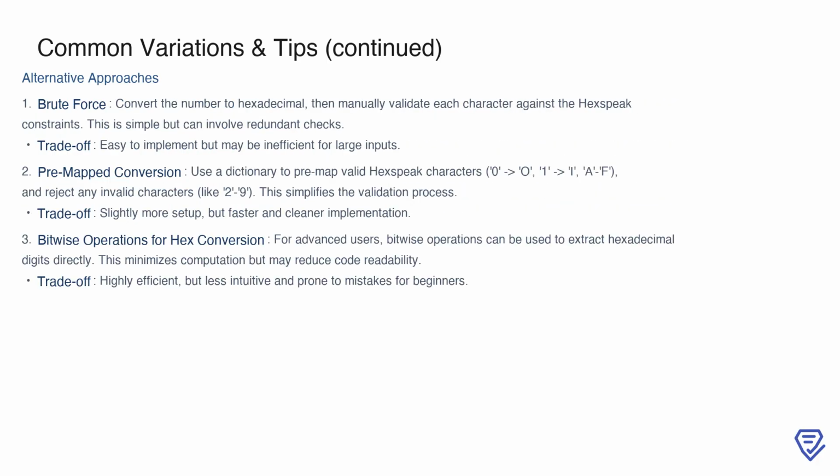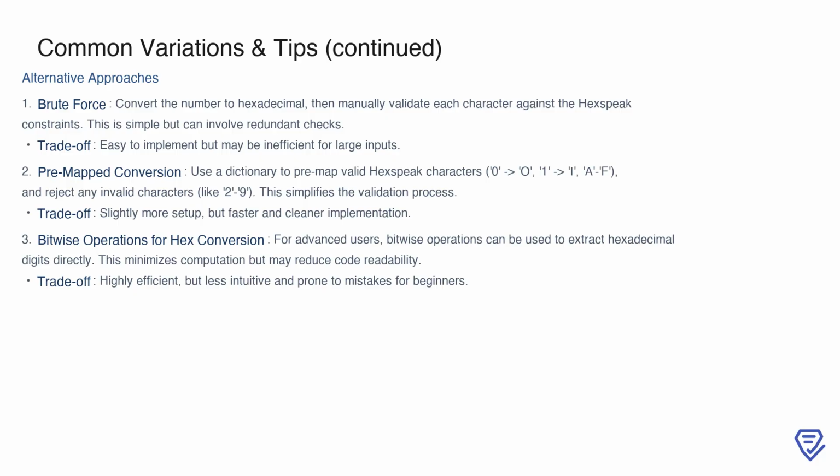There are multiple approaches to solving Hexspeak problems, each with its own trade-offs. A straightforward method is the brute force approach, where you convert the number to hexadecimal and then manually validate each character to ensure it meets Hexspeak constraints. While this is simple to implement, it may involve redundant checks, making it less efficient for large inputs. A better alternative is the pre-mapped conversion approach. Here, you use a dictionary to pre-map valid Hexspeak characters such as 0 to O, 1 to I, and A to F, and reject any invalid characters like 2 through 9. This method simplifies validation and is faster to execute, though it requires some initial setup.